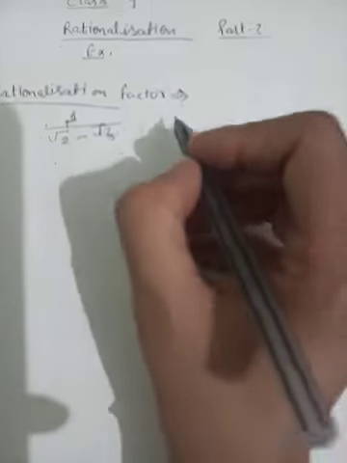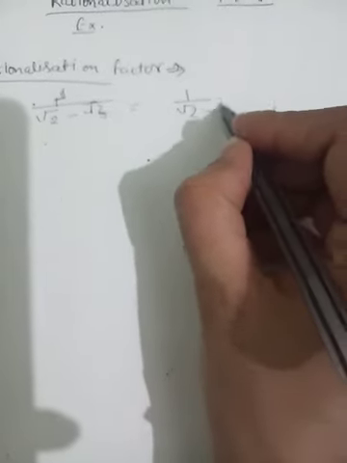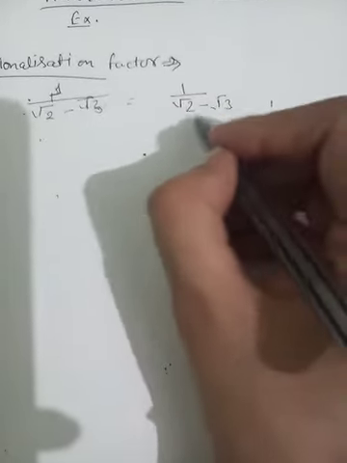Now for doing this, we have to multiply. If we have root 2 minus root 3, we have to free it from this square root, so we know the formula. We have to multiply root 2 minus root 3 by root 2 plus root 3. This root 2 plus root 3 is the rationalization factor. So by using this, a minus b and a plus b, that is a square minus b square.